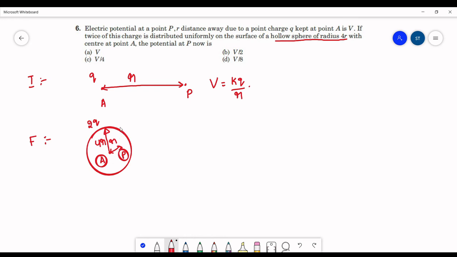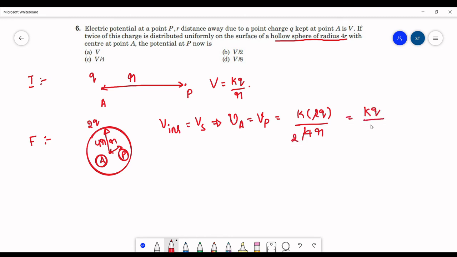We already know that any conducting body will act as an equipotential surface, which means the potential at any inside point is equal to the potential on the surface. For a sphere, we know that the potential on the surface can be written as kq upon r. So from this point we can write the potential at point A will be equal to the potential at point P, which is k into 2q upon 4r. This will be 2 times, so this will be equal to kq upon 2r.